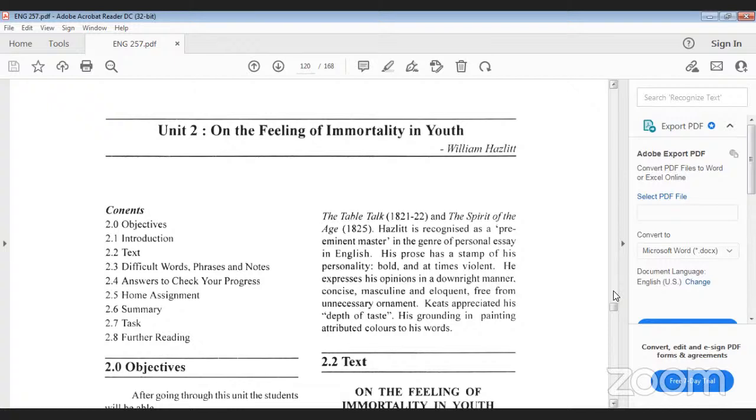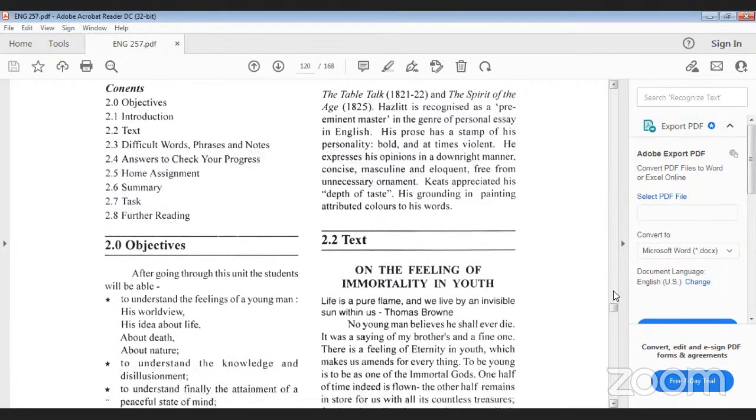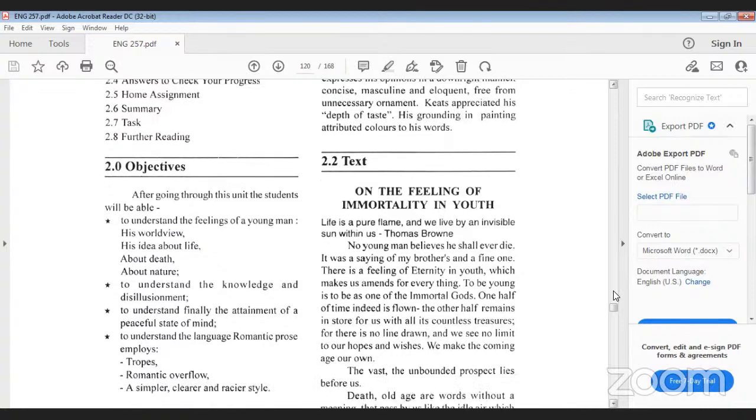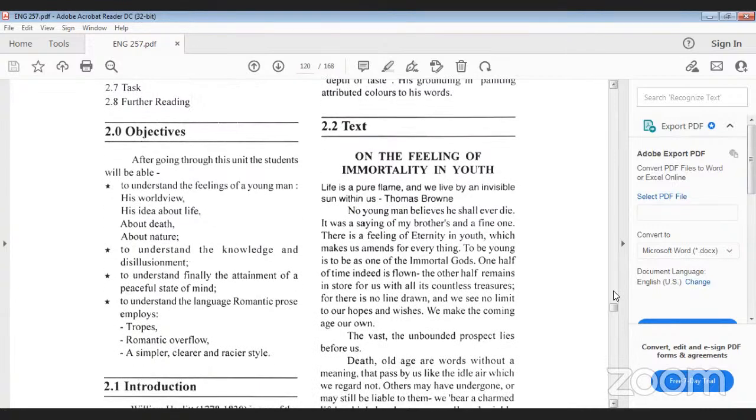Unit 2: On the Feeling of Immortality in Youth. Life is a pure flame, and we live by an invisible sun within us. Thomas Browne. No young man believes he shall ever die. It was a saying of my brother's, and a fine one.